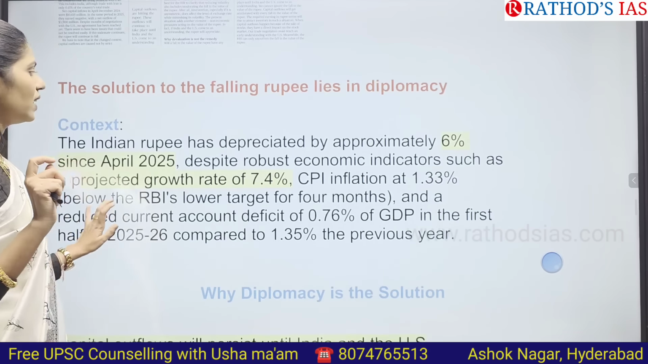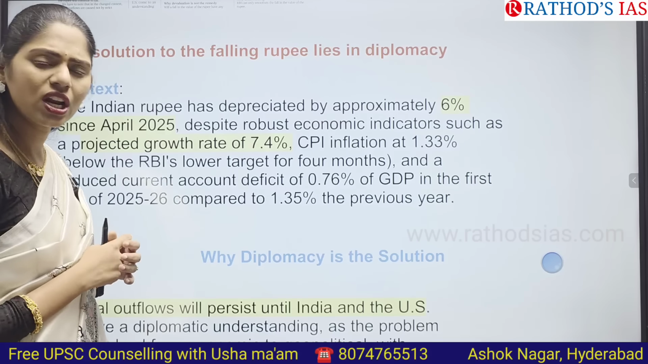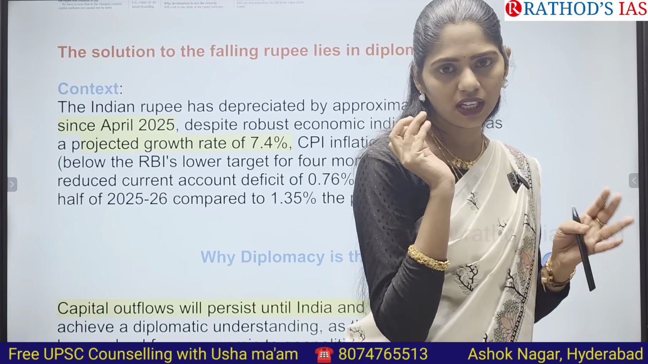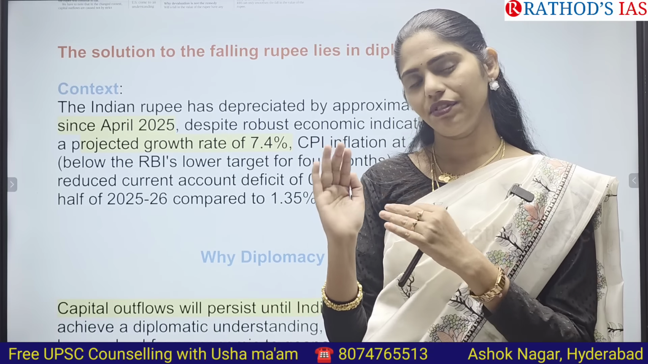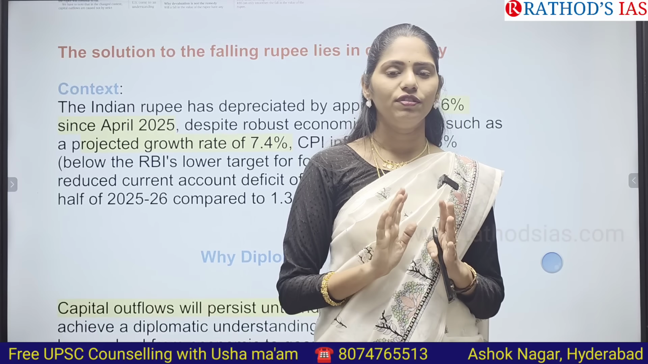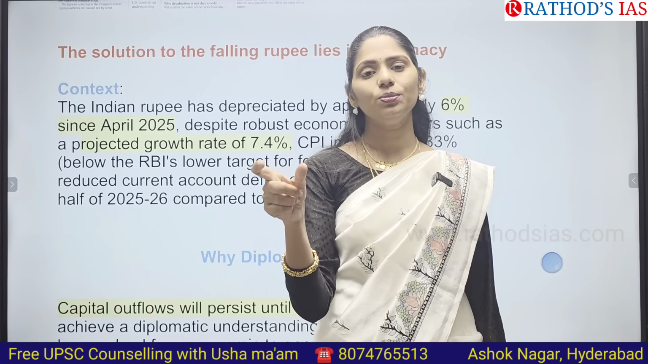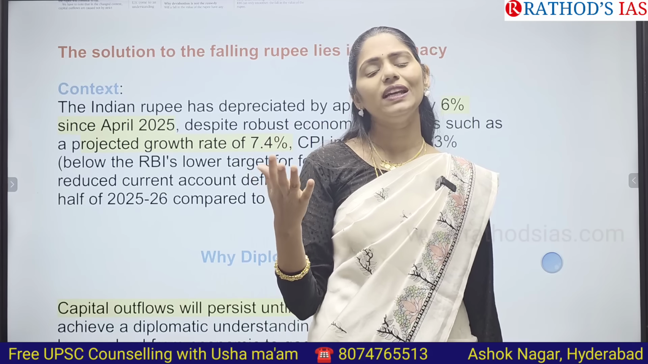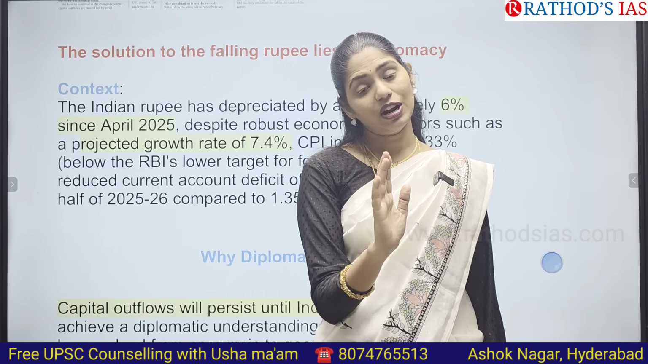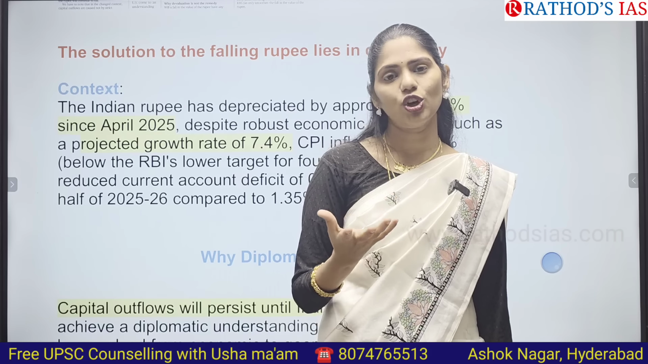So here this article is saying that the Indian rupee depreciated by around 6%. What is the meaning of depreciation? Depreciation is nothing but the decrease in the value of the rupee. For example, I am giving you an example: if $1 is equal to 50 rupees, and you take this as the standard, and then $1 is equal to 90 rupees, what happened? The value of the rupee decreased. That kind of condition is called depreciation. If you take one more example, $1 is equal to 20 rupees, then the value of the rupee has increased. That is called appreciation.